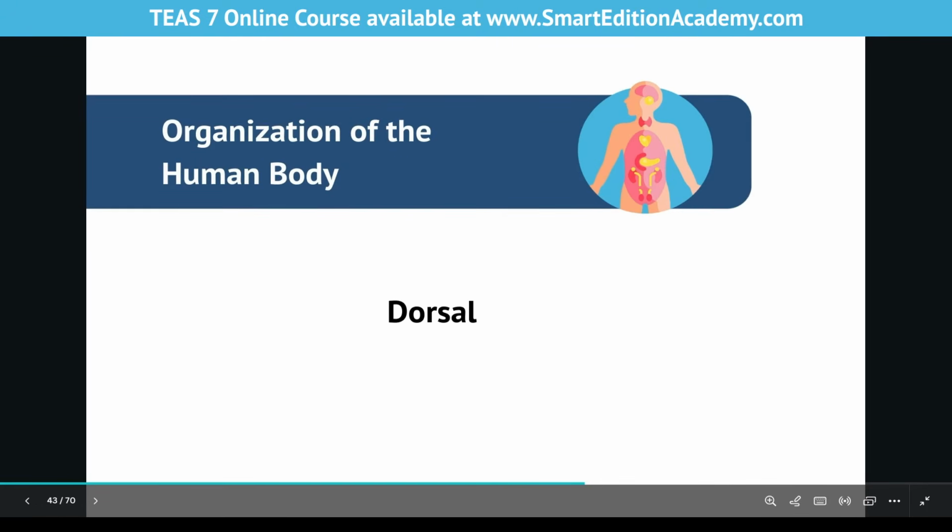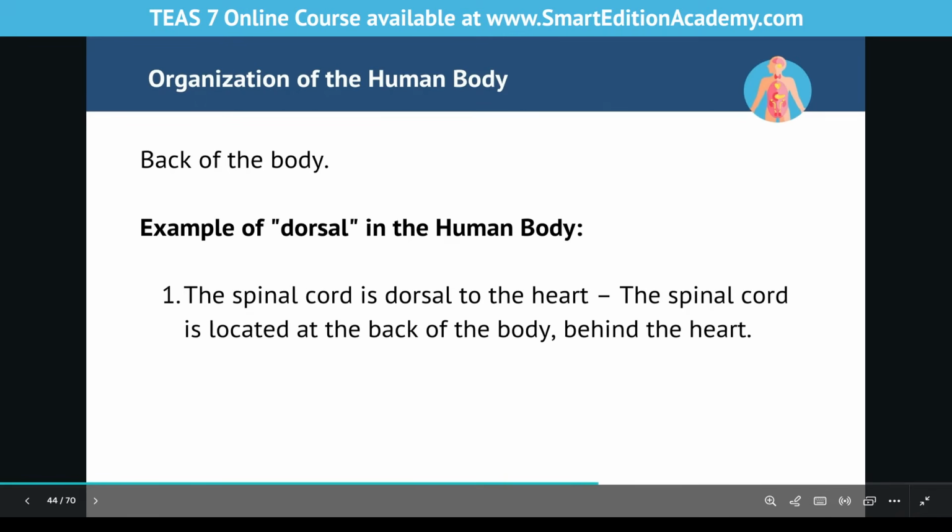Dorsal. This means the back of the body. An example would be the spinal cord is dorsal to the heart. The spinal cord is located at the back of the body behind the heart. Of course, whenever I think of this word, dorsal, I think of the dorsal fin on a dolphin, which is that little triangular fin that they have on the back of their bodies.